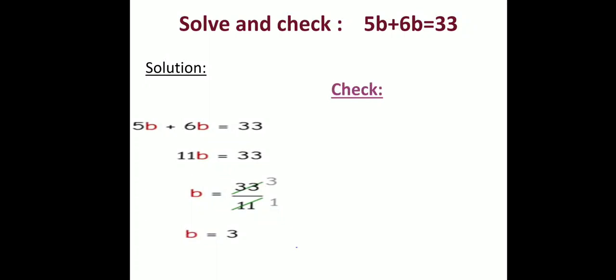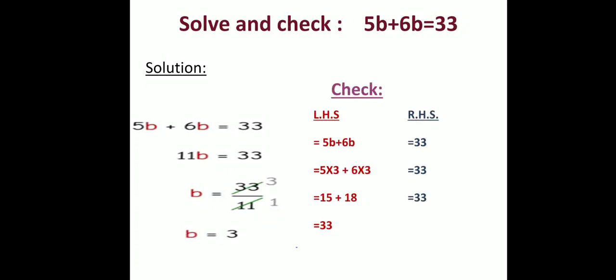For the verification part, again, we will substitute the value of b in the left hand side as well as in the right hand side. Here in the left hand side, it is 5b plus 6b. So it will be 5 into 3 plus 6 into 3, that is equal to 15 plus 18, which is equal to 33. Since we are not having any variable on the right hand side, we will copy down the number as it is. So left hand side is equal to right hand side and hence it verifies that our solution b equal to 3 is correct.